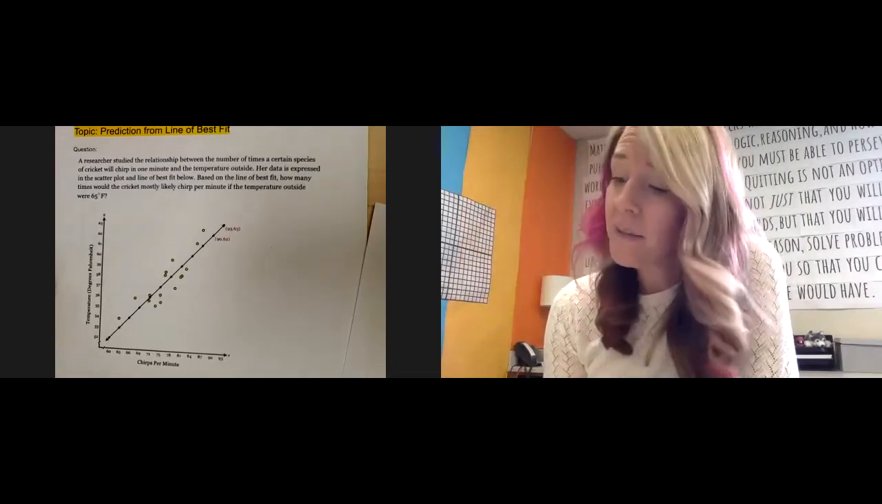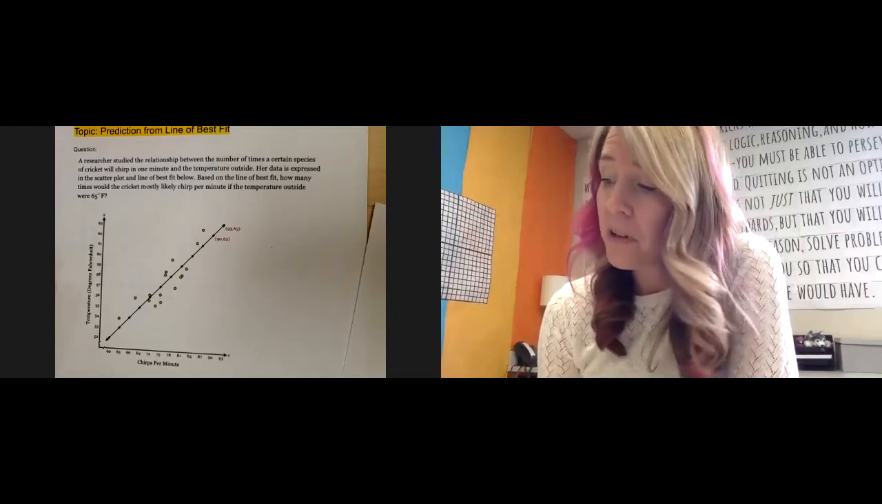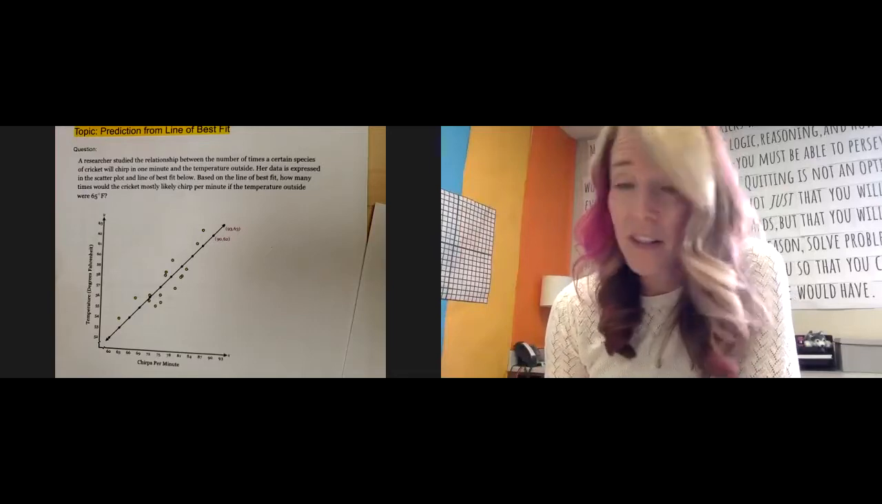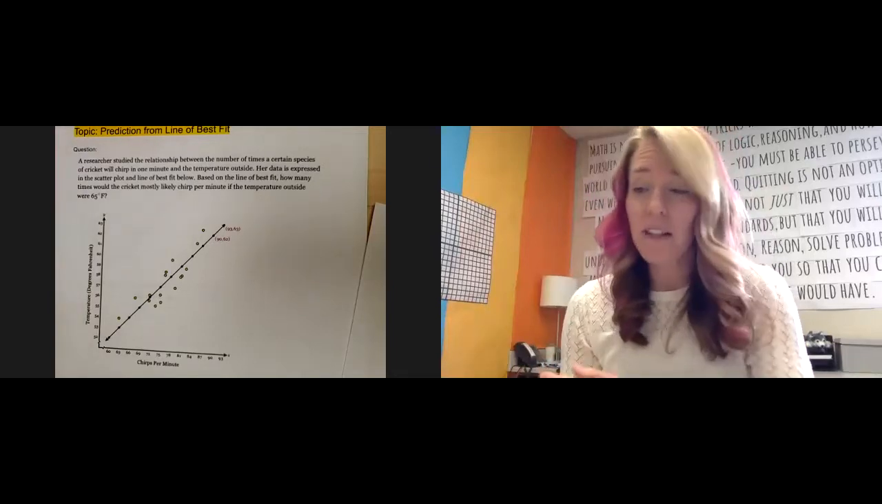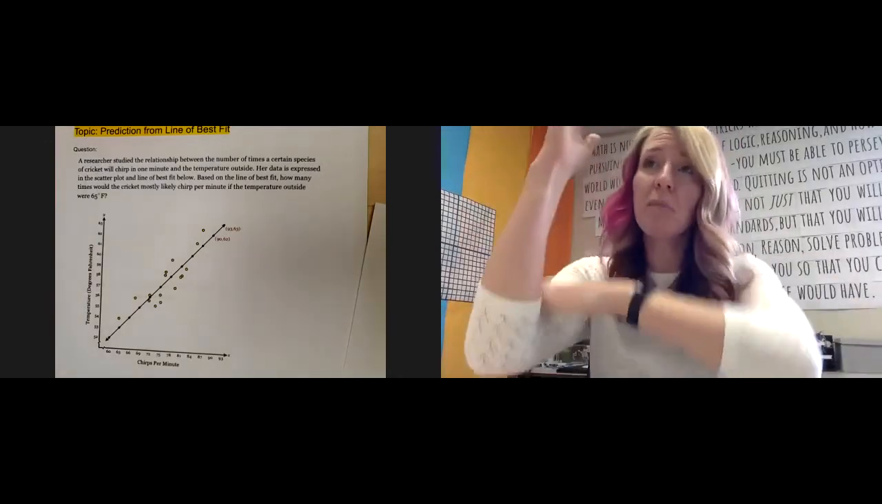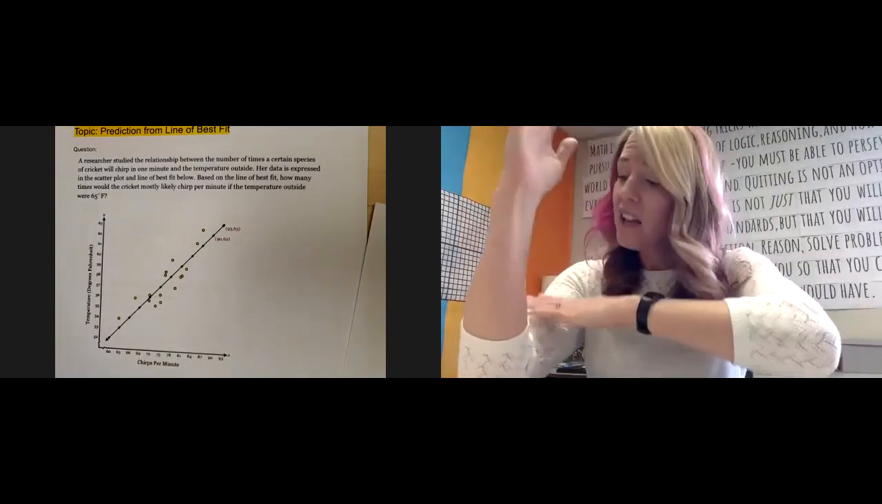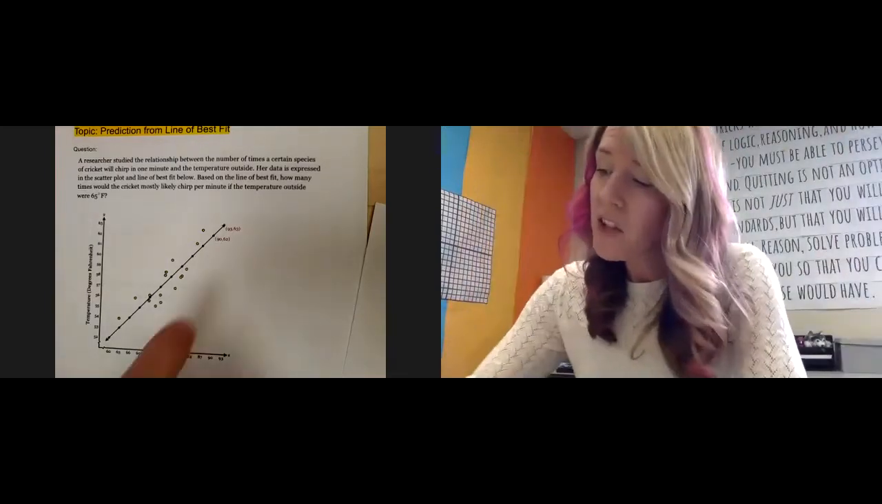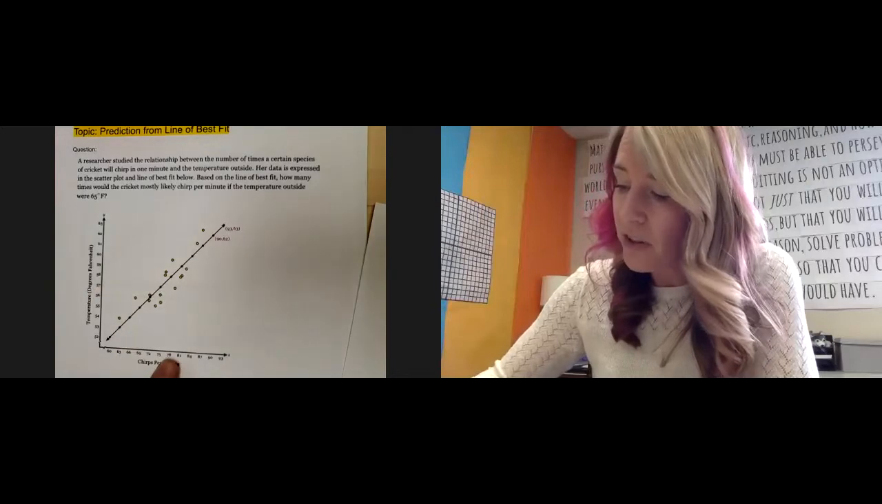So the question says this: a researcher studied the relationship between the number of times a certain species of cricket will chirp in 1 minute and the temperature outside, because they are related, right? And that's what any of these graphs is. We have one set of data and we're comparing it to another set of data. The best way to do that is to have two number lines. So we compare those two pieces of information and we get a relationship, okay? So we express our information on the data plot.